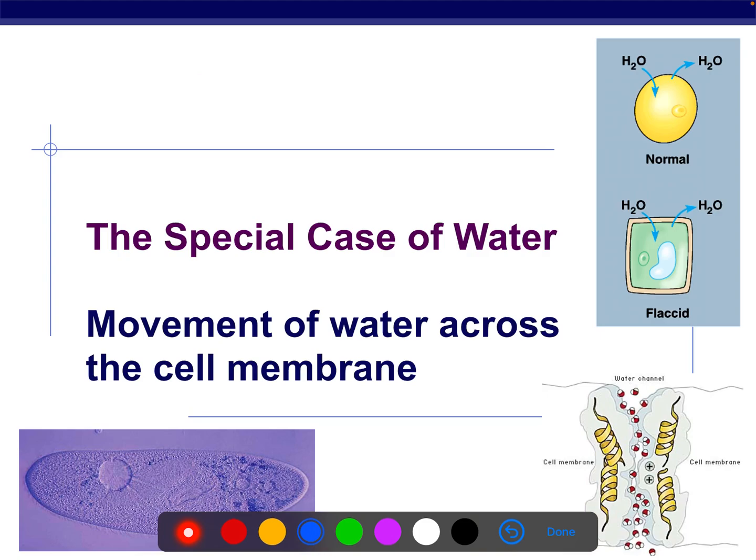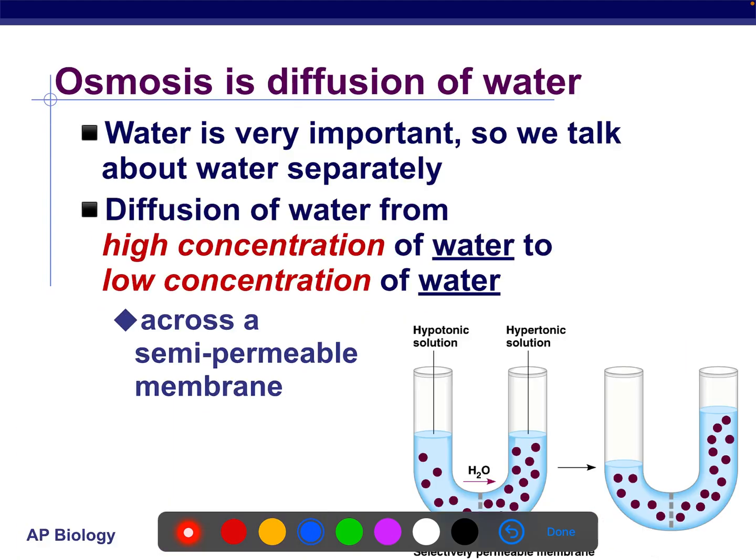Okay, so water we get to talk about on its own because it's so important. Obviously, we've talked about that a lot in Unit 1. And so now we're going to talk about water and osmosis, or pretty much the diffusion of water across membranes. Osmosis is just the term for the diffusion of water. And so osmosis occurs when water moves from a high concentration of water to a low concentration of water across some type of membrane.